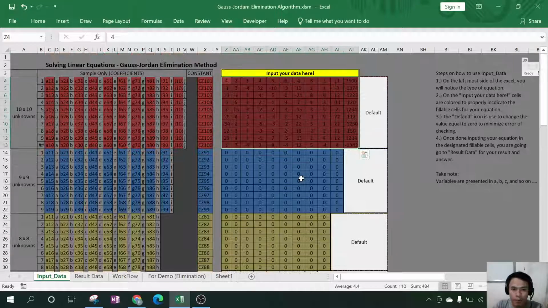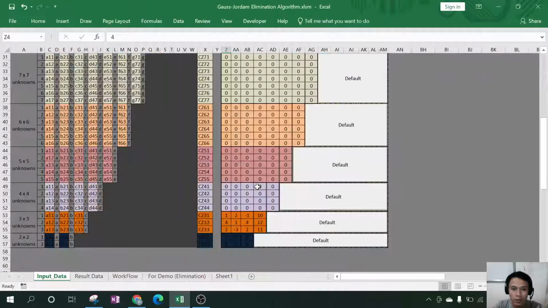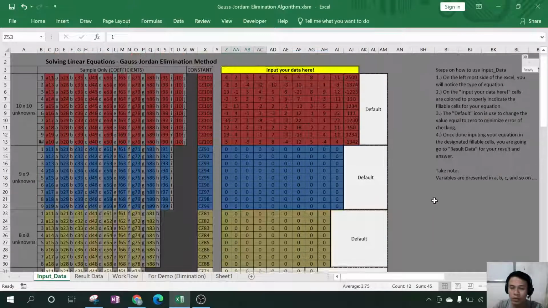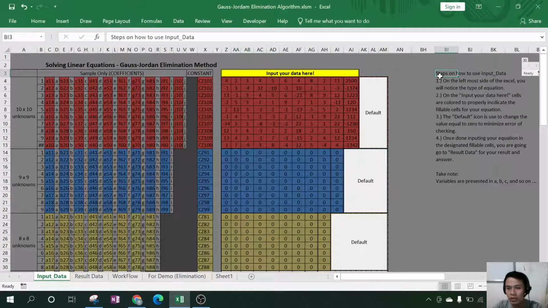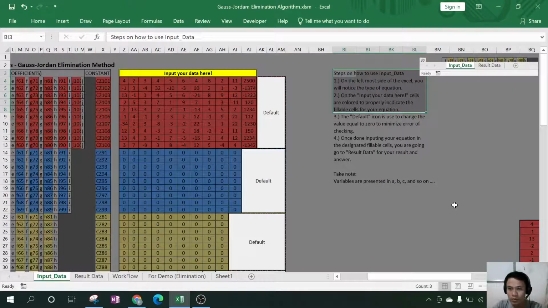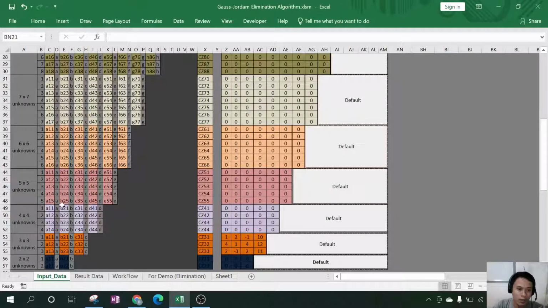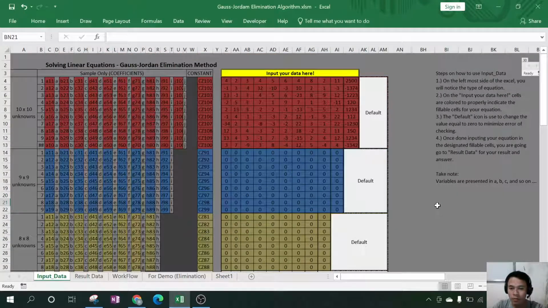Then for my example later, I have inputted a 10 by 10 and also here a 3 by 3, three equations and three unknowns. On how to operate this input data, I have included it here. It is very clear that we are in the input data. Please take note that the variables are presented as A, B, C up to G. Now you might also be asking what the default is for this one.